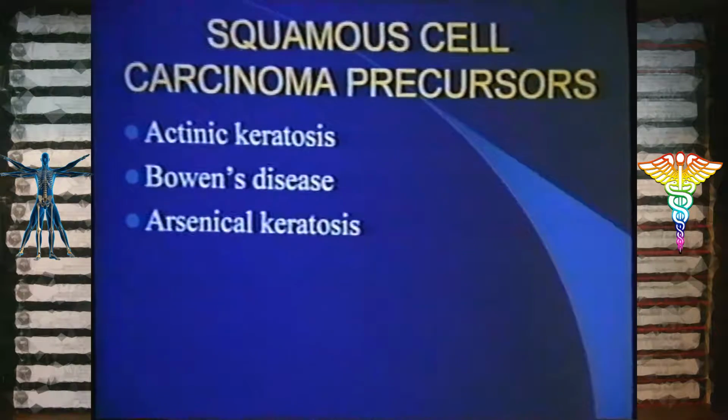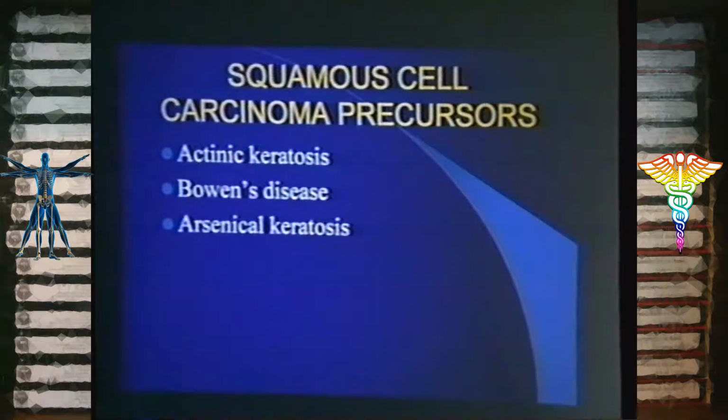So leaving basal cell carcinoma, let me now switch to squamous cell carcinomas, starting off by talking about the precursors. The precursors, for practical purposes, are actinic keratosis, Bowen's or squamous cell carcinoma in situ, and arsenical keratosis, which I won't say much about, just to let you know it is a squamous cell carcinoma precursor.